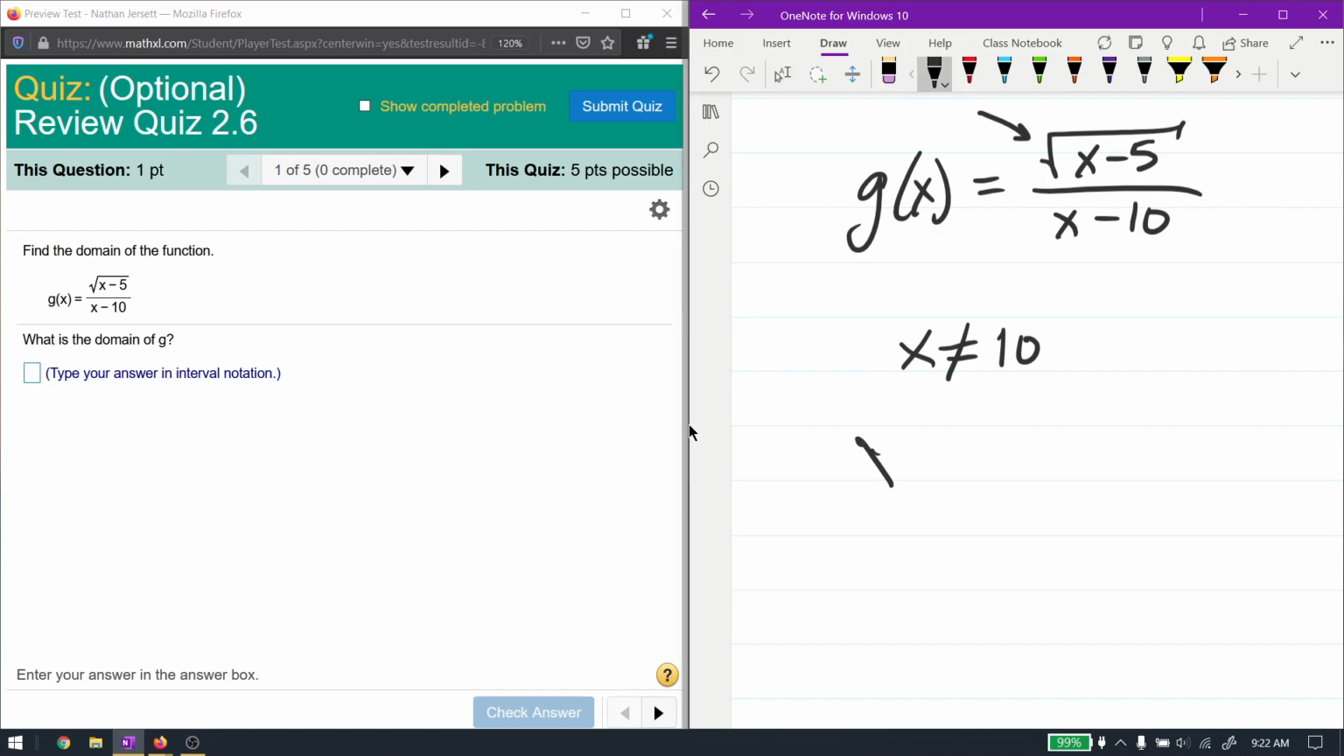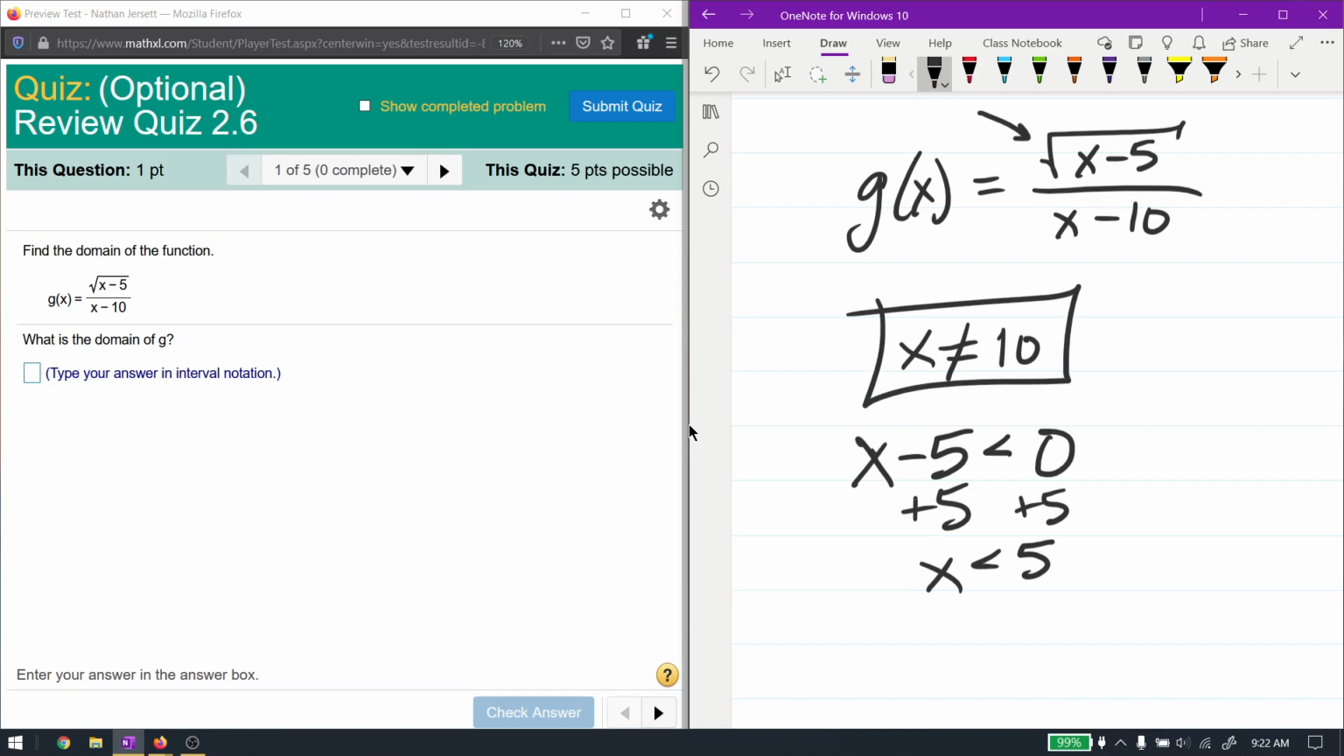In other words, when is x minus 5 less than 0? That's true when x is less than positive 5. So we must also exclude x less than 5. And you can see that if we exclude x less than 5, we must also consider that x cannot equal 10, because 10 is greater than 5, which would be included. So we're allowed to have anything greater than 5. So x cannot be less than 5.